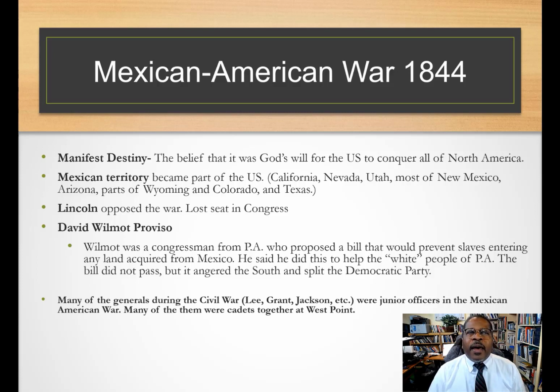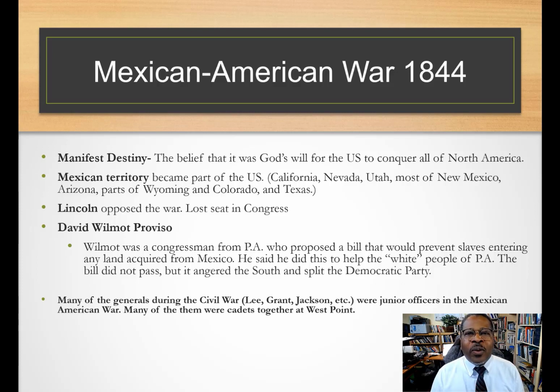Not only that, many of them were graduates of West Point. Robert E. Lee was the commandant of West Point. General McClellan graduated near the top of his class from West Point. So these are military people who went to school with each other, who fought for the United States together wearing the blue uniform in the Mexican-American War, and are now fighting against each other in the Civil War.